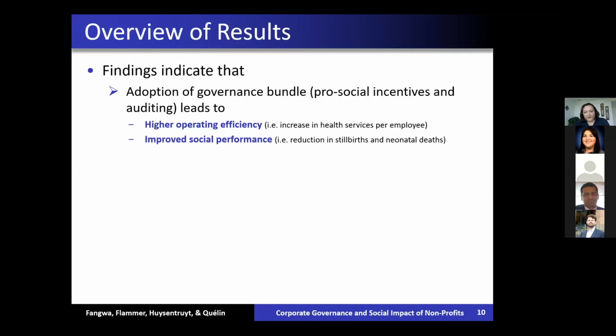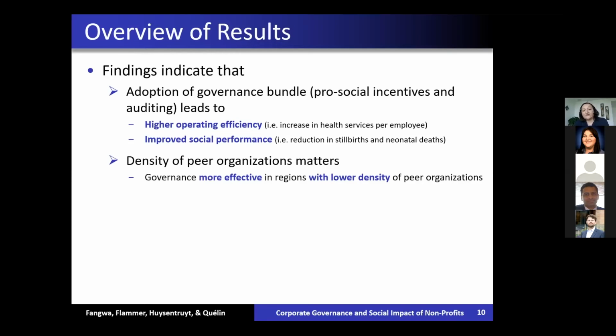For those of you who might be less familiar with these terms, stillbirths refers to babies that are born dead or die already in the womb of the mother before the birth, and neonatal deaths are those babies that are born alive, but they die within 28 days after the birth.